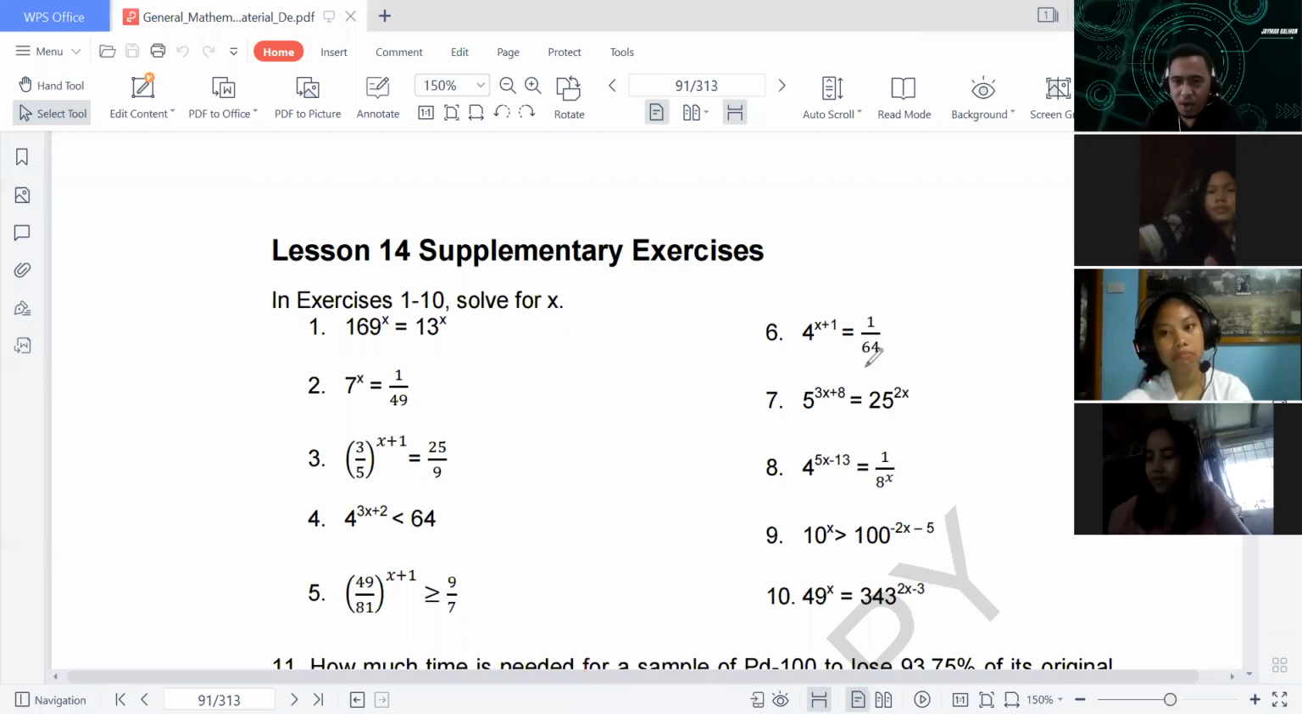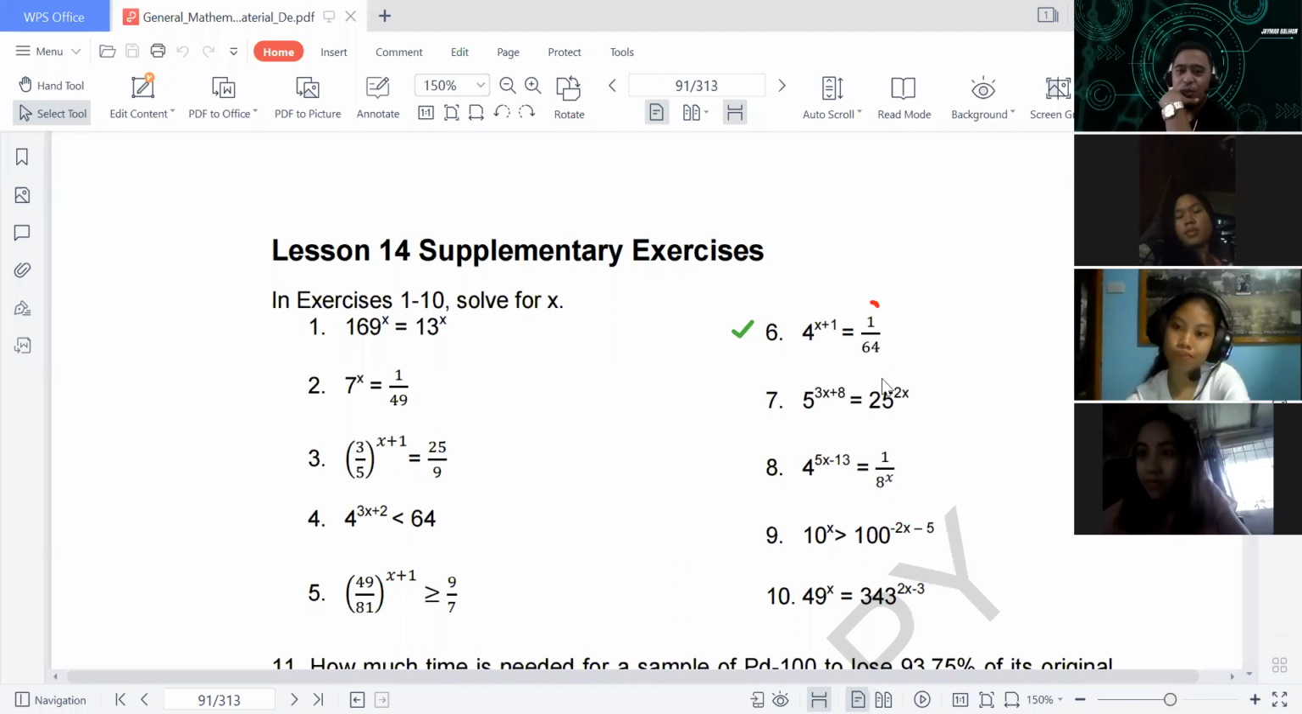Let us have more. How about Kenny? Number 6 daw ta. Medyo nindot ni nga problem. How to make their base the same. Sir, fraction man na. Diba? Fraction, no? Kita ninyo ni fraction? Saon ka na?